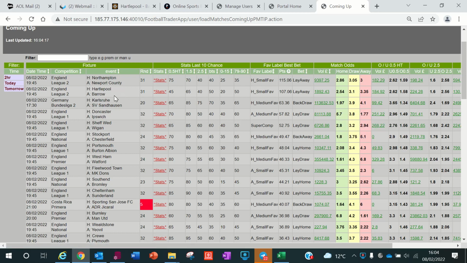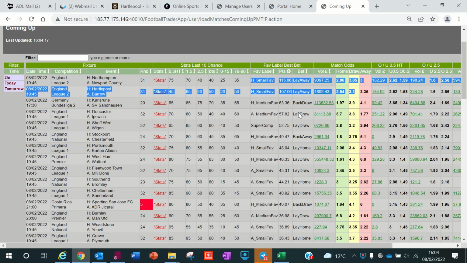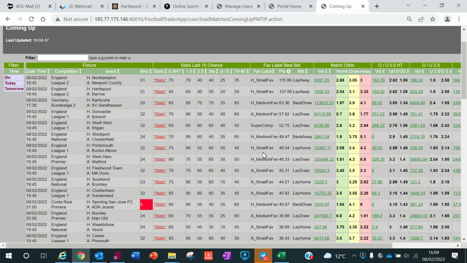Let's just have a look. If we have a look at League Two, these two games, and we'll just concentrate on these two games at the moment. So here we've got a small favourite. So it's suggesting laying away or backing home. So how would we play this? Well, there's a couple of ways you can play. You could, like I say, lay the away sides for 1 point.